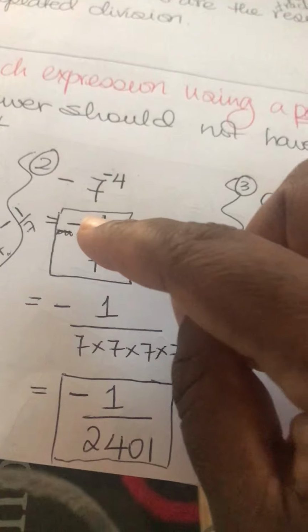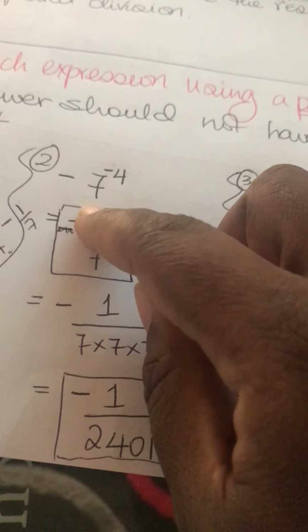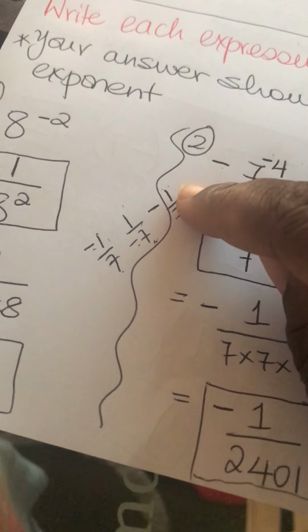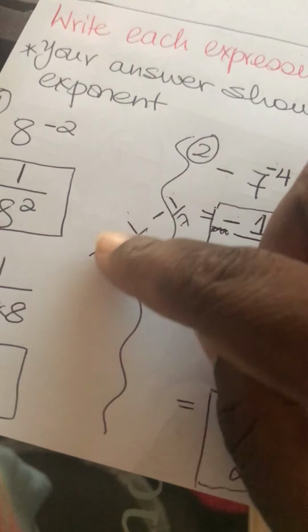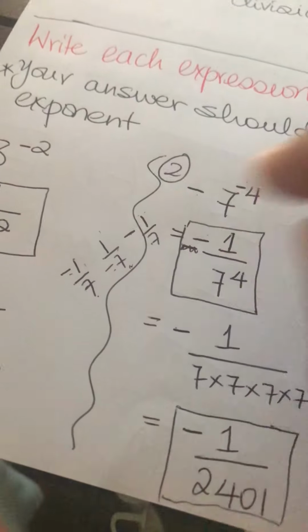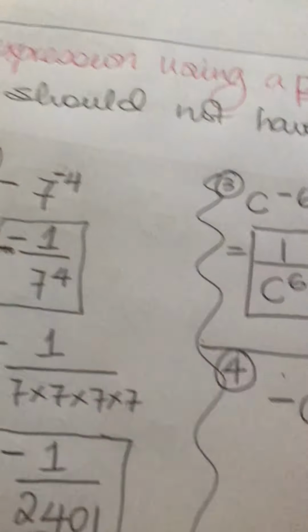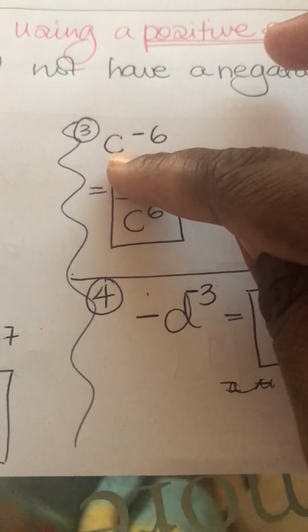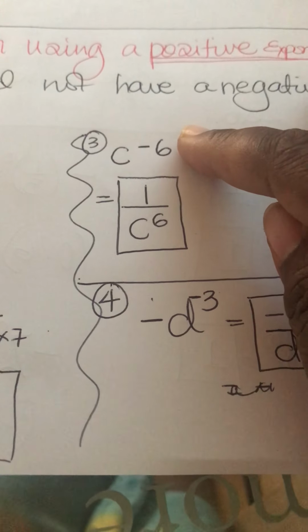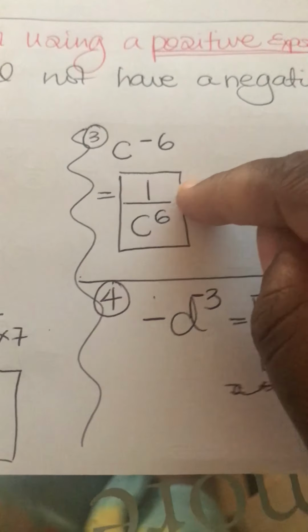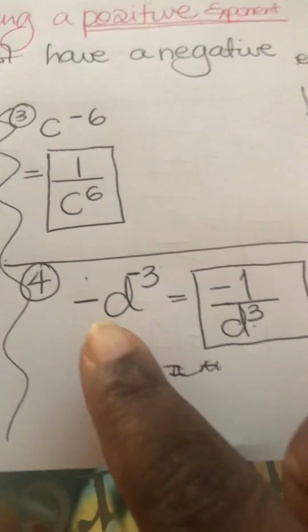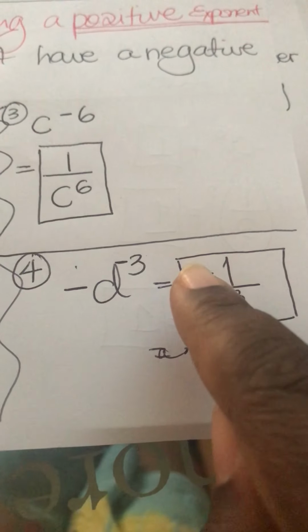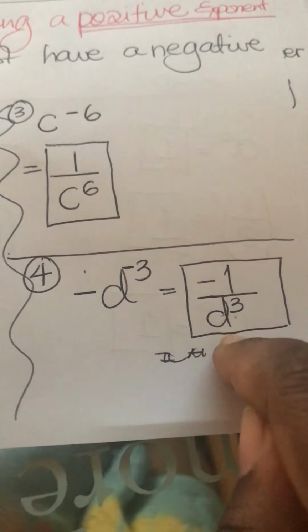It's best practice to just put the negative on the numerator, but it doesn't matter. You can put it in the numerator, in the denominator, or in the middle, as long as your answer is still a negative. If the question is a negative, your answer should still be a negative. So c to the -6th power becomes just 1 out of c to the 6th power. Negative d to the -3rd power becomes -1 out of d to the 3rd power, and you box your answer.